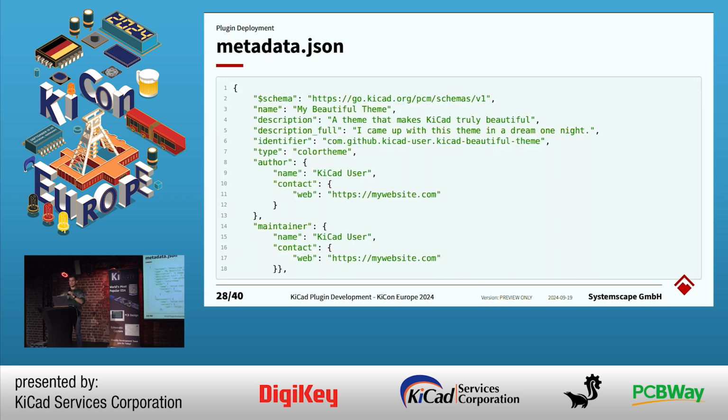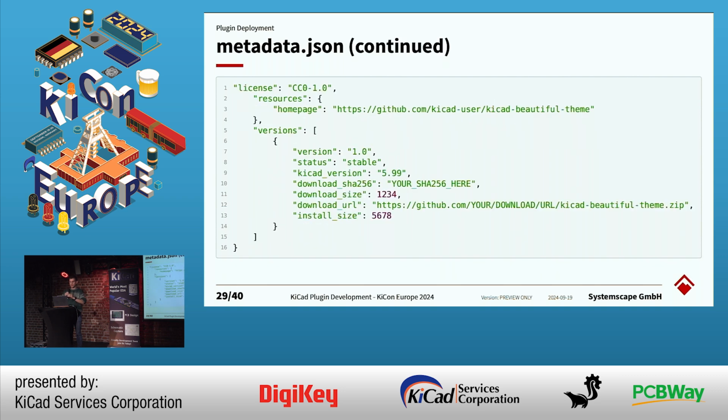Then let's take a look at this metadata.json. This is an example. You have a short description and a full description. Then you have this identifier, which should represent the reverse DNS of your repository, wherever it lies. So if you have it on github.com/KiCad user/KiCad beautiful theme, it should look like this. Then you can say what type it is, like a color theme or an action plugin. Put in your name and contact, and you also need to put in a repository or homepage.